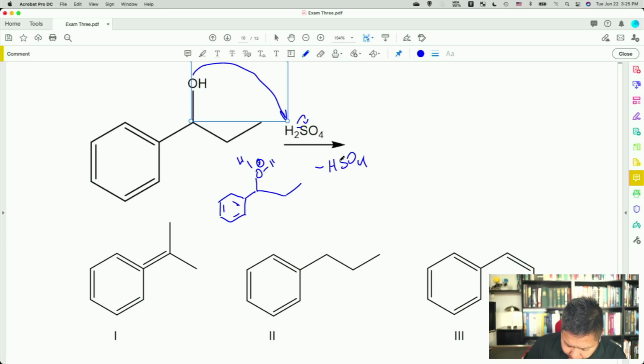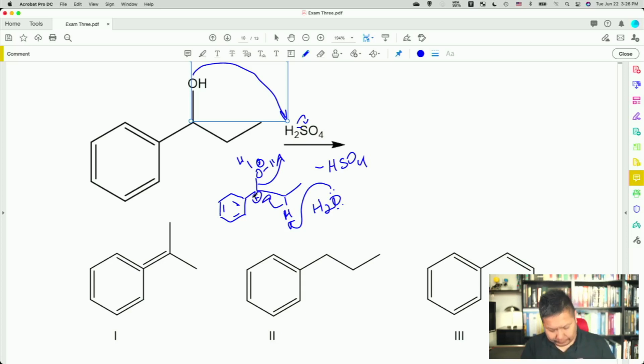And then you can lose this leaving group as a water, right? And then this HSO4 can come over, or even a water. That water that you just lost up there can come over and take this proton here, and this comes up here, because there's the formation of a carbocation right there, making a double bond.